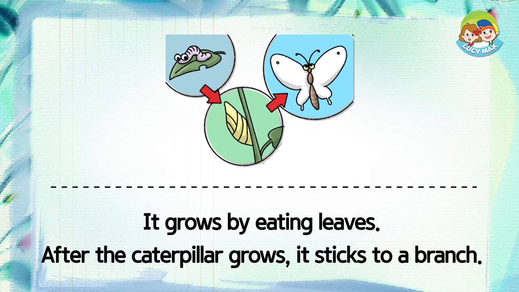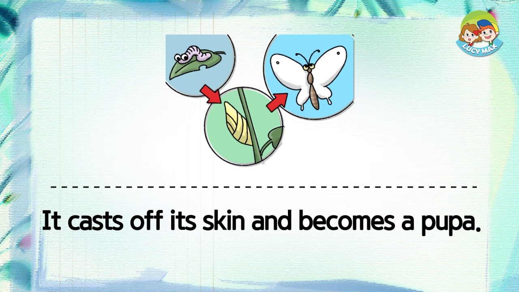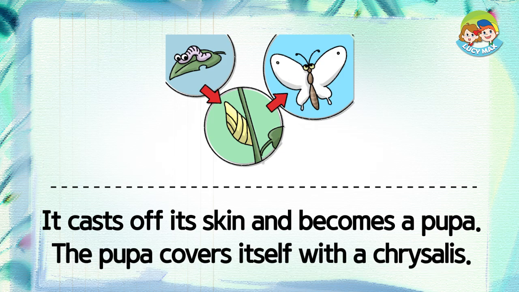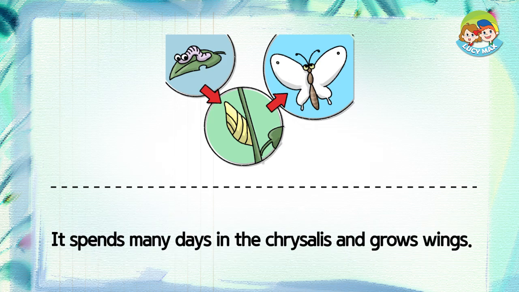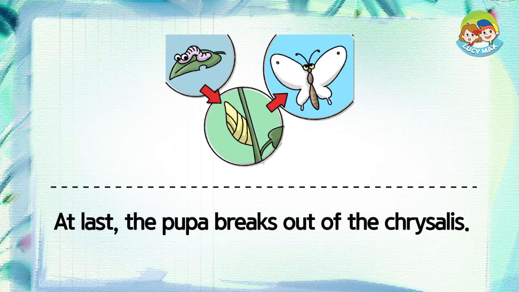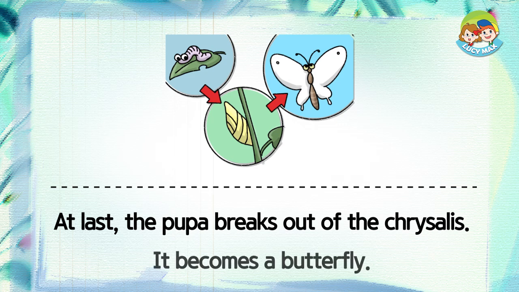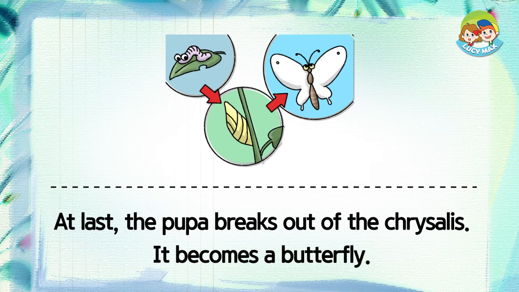After the caterpillar grows, it sticks to a branch. It casts off its skin and becomes a pupa. The pupa covers itself with a chrysalis. It spends many days in the chrysalis and grows wings. At last, the pupa breaks out of the chrysalis. It becomes a butterfly.